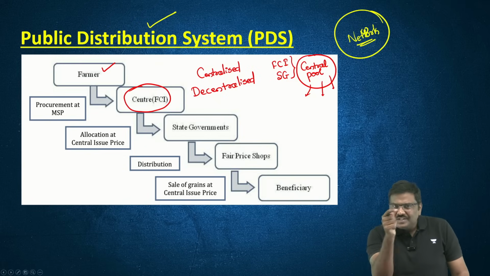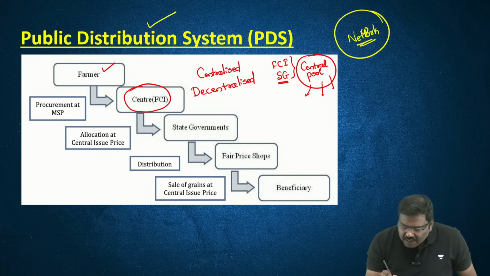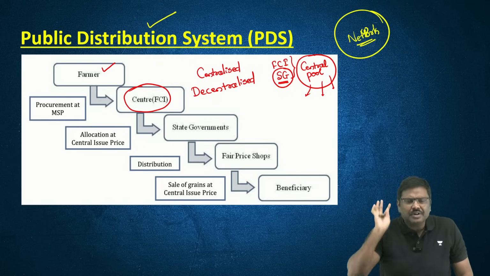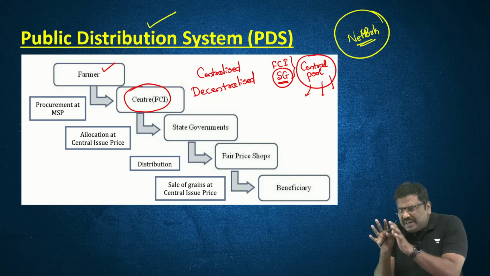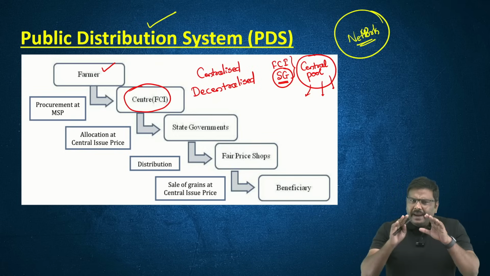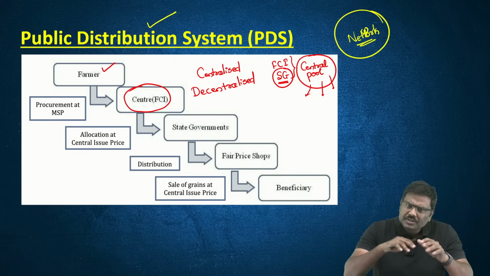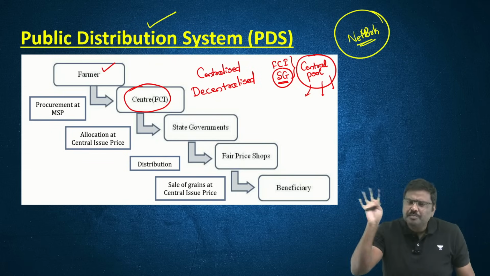A different state allocation will be done. And for the state government agencies which are involved in this procurement, the center will basically provide a certain commission. This is centralized procurement. Whereas in case of decentralized procurement, it will be the state government agencies which will procure and also distribute the food grains. Right? They will procure and distribute the food grain.